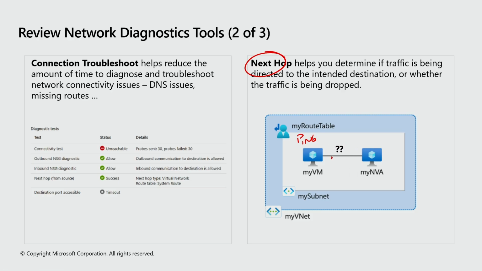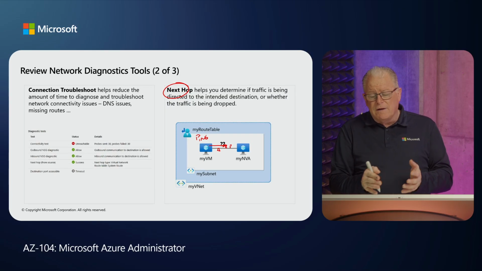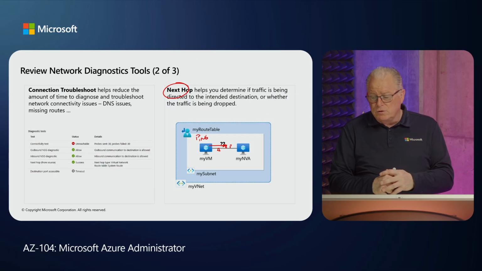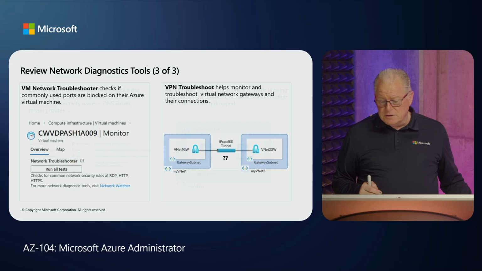But there may be several stops along the way. Maybe you've got some routers that are along the way. I want to find out, where does that communication stop? So it shows you all the hops along the way. So Next Hop is a great tool that will do that and show you where the communication is being dropped.